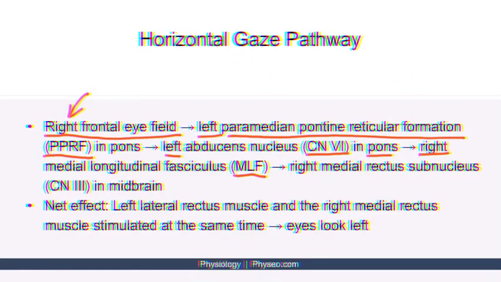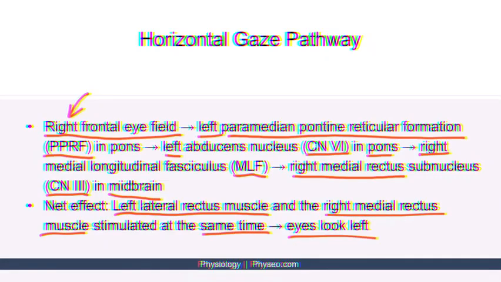So it is now decussated back to the other side, and it'll innervate the right medial rectus subnucleus, cranial nerve 3, within the midbrain. So the net effect is that the left lateral rectus muscle and the right medial rectus muscle were stimulated at the same time, causing both eyes to look left. So if we were to insert the word left right here, and we started with the left frontal eye fields, we'd just reverse every one of these terms, and the eyes would finally actually look right.